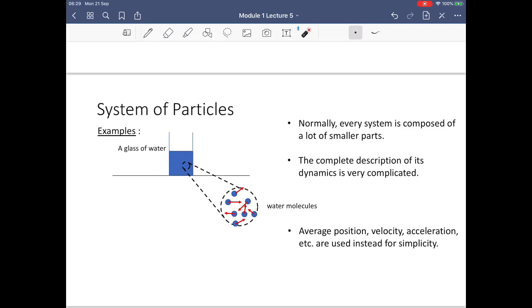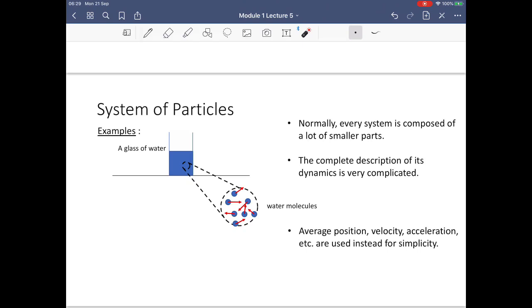So for example, if you look at this glass of water, normally in the past that we have studied, we think of this whole thing as a single mass without anything smaller inside. And we think of the whole thing moving together, right? But if you zoom in, if you look into more details, you see that in this chunk of water, there are a lot of smaller molecules, each of which has its own mass, and each of them is moving with its own velocity, and all of them are moving randomly relative to each other.